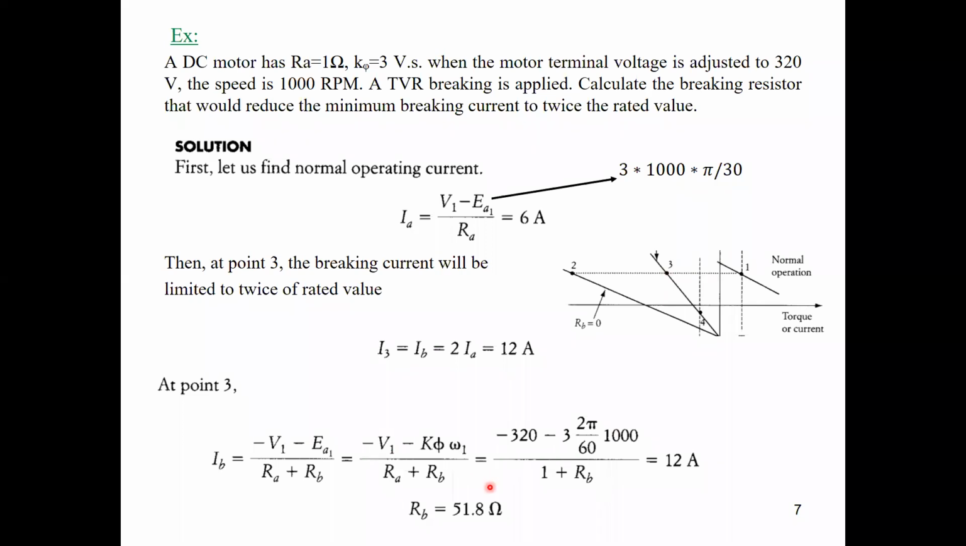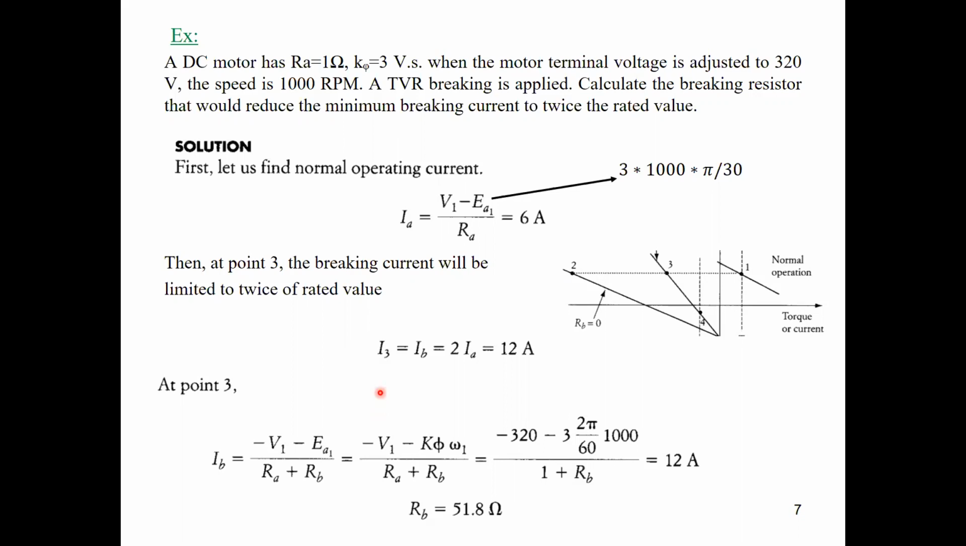As you can see, the value of RB here is very high. It's 51.8 ohms. It's very high compared to the armature resistance value. Armature resistance is 1 ohm only. So this is the value of braking resistance.